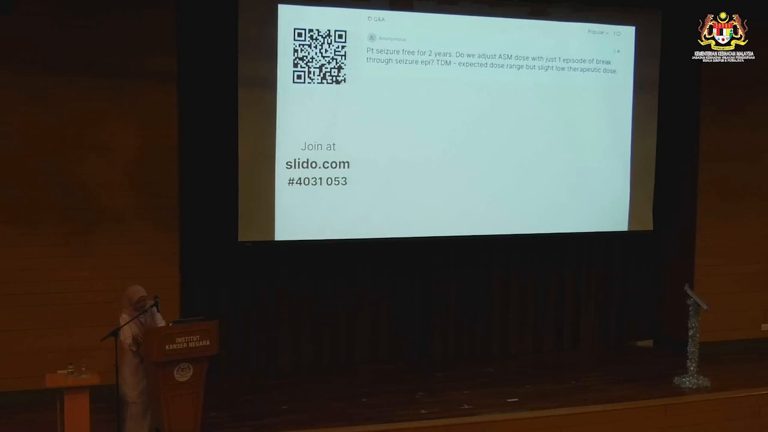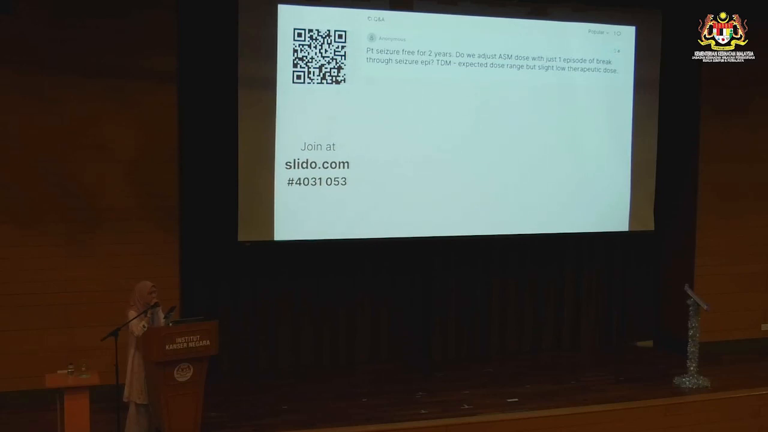Patient seizure-free for 2 years. Do we adjust the ASM dose with just 1 episode of breakthrough seizure, with the dose in the expected range but slightly low therapeutic dose? Just 1 episode of breakthrough seizure after 2 years seizure-free. You mean if the patient suddenly has one breakthrough seizure? What do you think, Izzah?